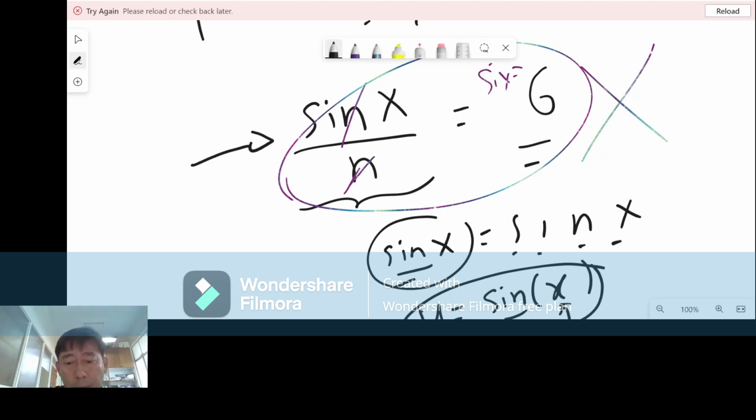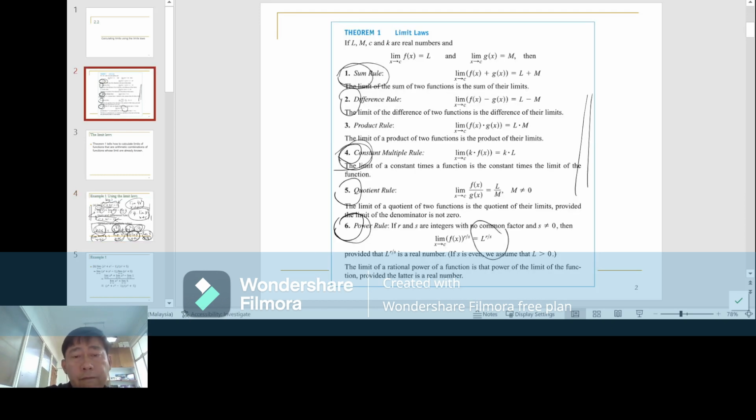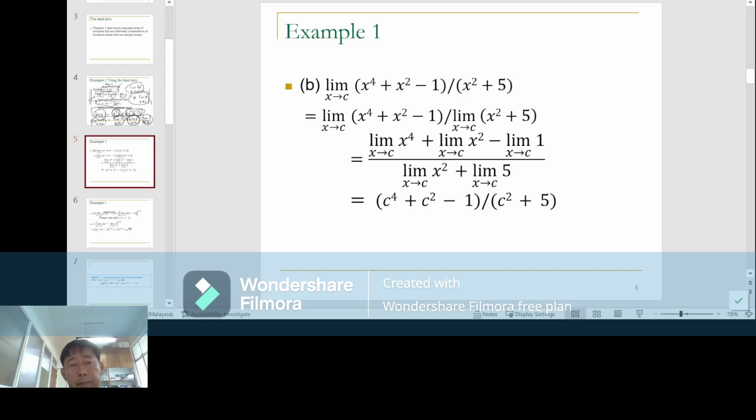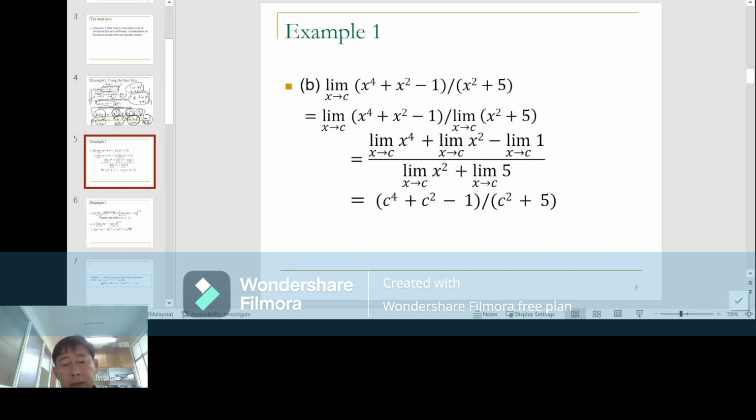Okay, so suffice to say that the steps that I show here, which is a very simple example of calculating the limit of a polynomial equals to this expression, have to be done following theorem number 1. Okay, so example number 1, another example. So here is example A, this is example B. So in example B, we have the ratio of two functions, the first function and the second function.